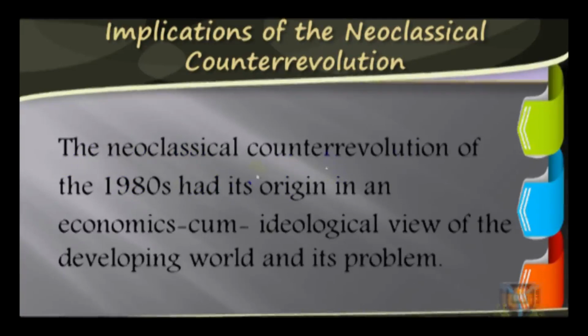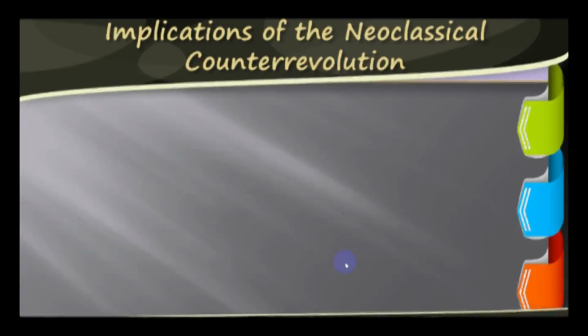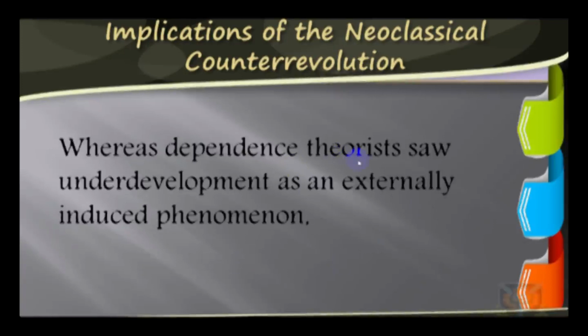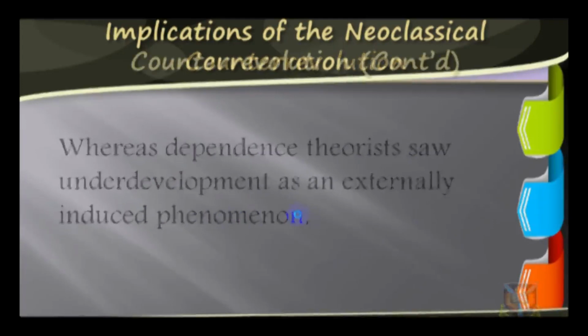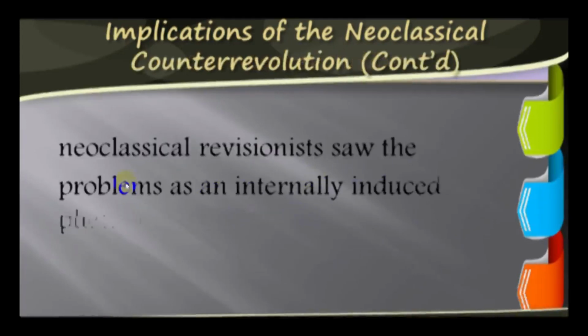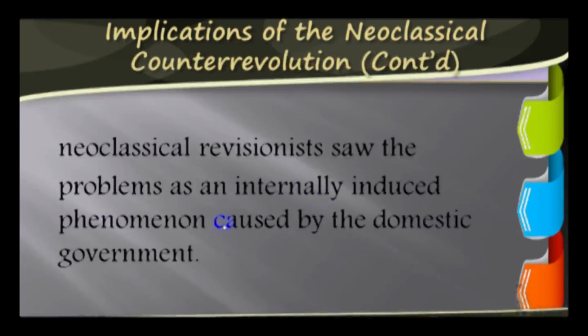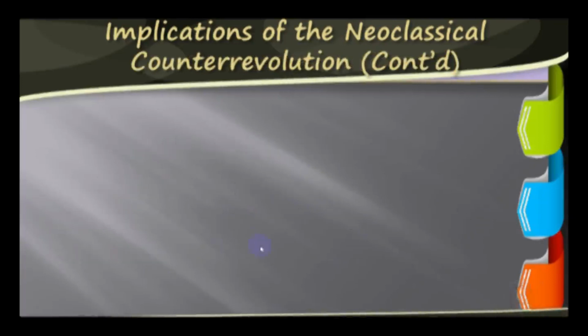Implication of neoclassical counter-revolution. Like the dependency revolution of the 1970s, the neoclassical counter-revolution of the 1980s has its origin in an economic cum ideological view of the developing world and its problems. Whereas dependence theorists saw underdevelopment as an externally induced phenomenon, neoclassical revisionists saw the problem as an internally induced phenomenon caused by the domestic government.